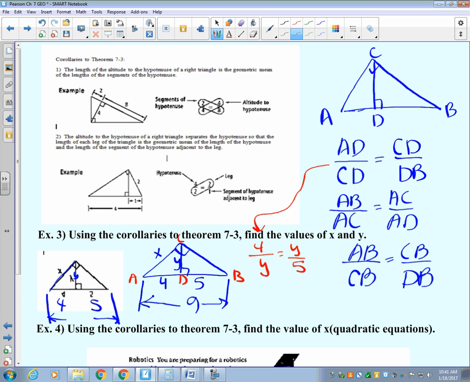CD was the unknown value, so we're going to cross multiply and solve. So 4 times 5 is 20, and Y times Y is Y squared. Then we're going to take the square root of both sides. Square root of 20 is equal to Y. 20 is 4 times 5. The square root of 4 is 2, so I'm going to go ahead and release him. 5 stays inside, and I get Y is equal to 2 root 5.